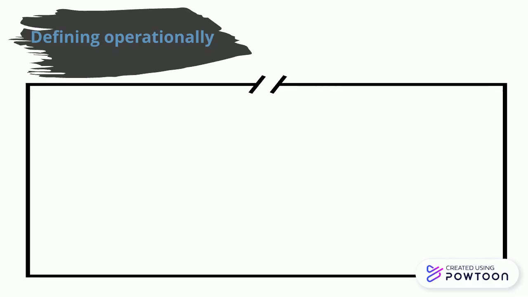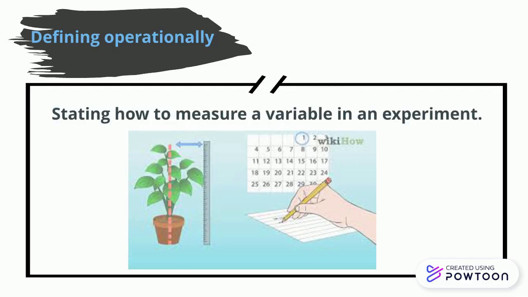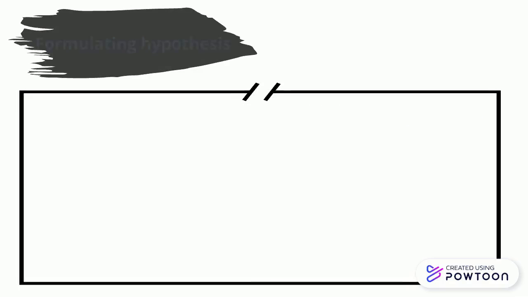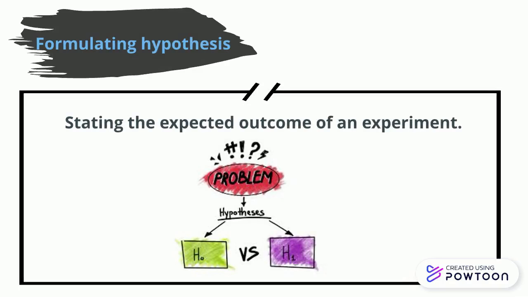Second, defining operationally is stating how to measure a variable in an experiment. For example, stating that bean growth will be measured in centimeters per week. Third, formulating hypotheses is stating the expected outcome of an experiment. For example, the greater the amount of organic matter added, the greater the bean growth.